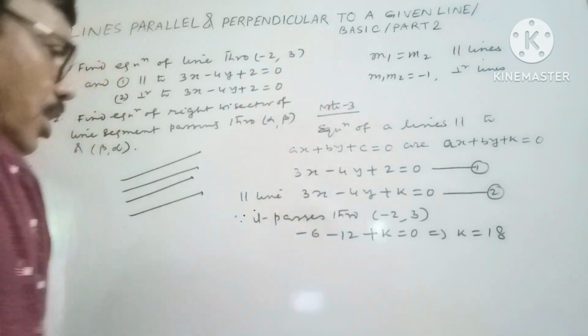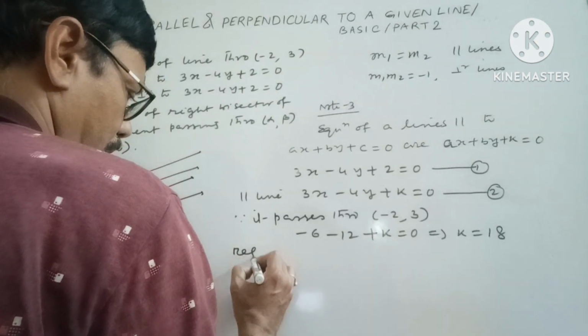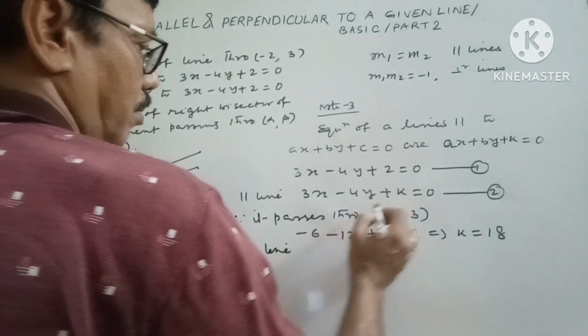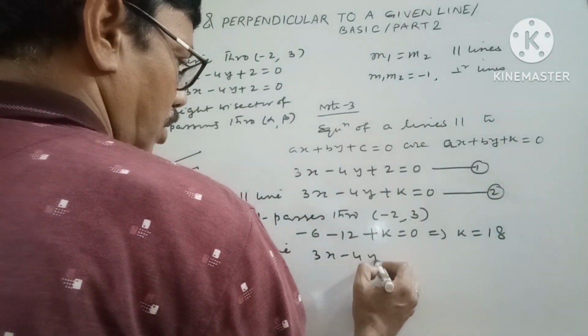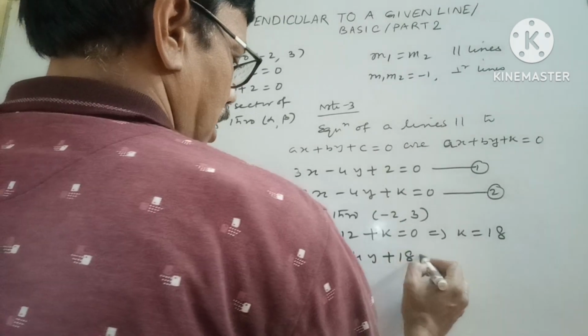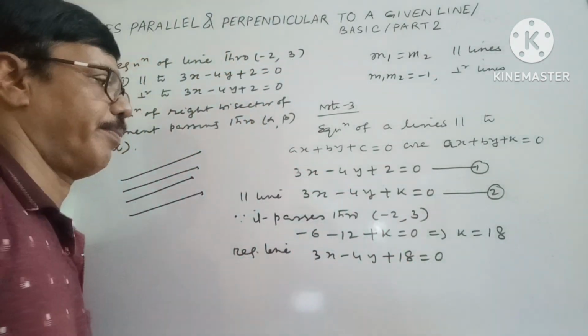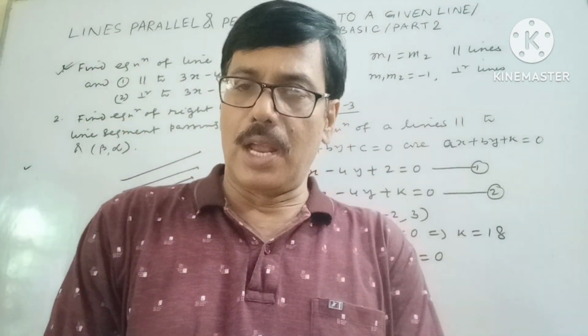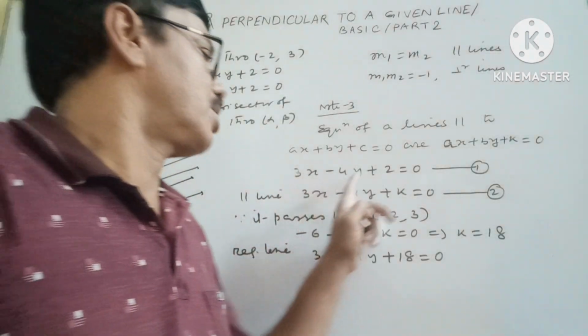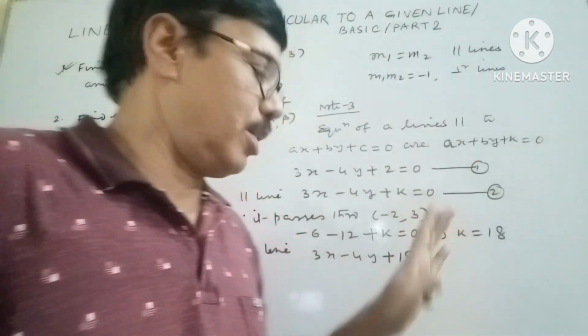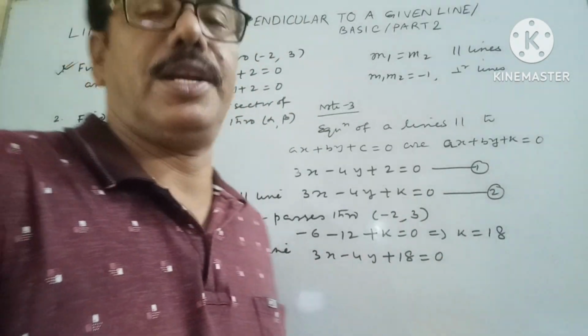So, what is the equation of the required line? The required line is obtained by putting k in place of 2. So, 3x minus 4y plus 18 equals 0. So, finding parallel lines is very simple. You change the constant only, use the initial condition, and find k.